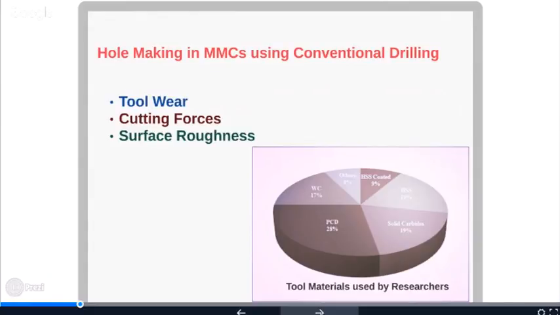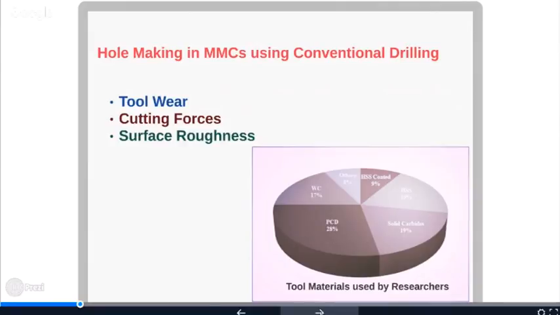Here, close to 28% of the researchers use PCD, that is polycrystalline diamond. Then 19% of the researchers use solid carbide. 19% use high-speed steel and coated high-speed steel. 9% use other tools, 8% others, and tungsten carbide close to 17%.